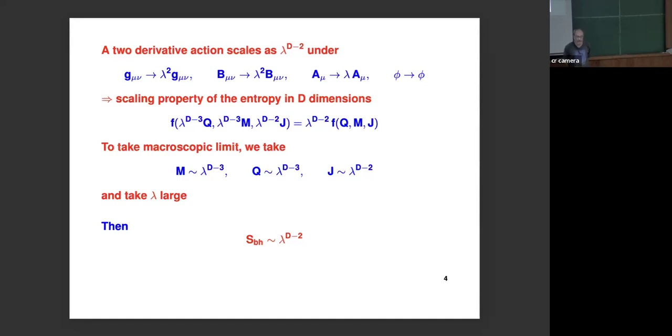Higher charges because you are considering a black hole, right? Not a black brane or something. So if I have a black brane, then that carries higher form charges, right? We are just considering a point-like object in this case. Because entropy really makes sense only for point-like objects. Otherwise, I'll talk about entropy density.